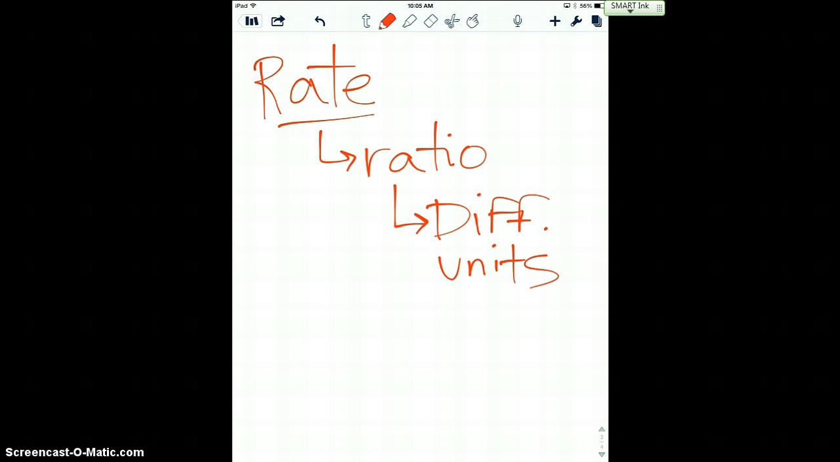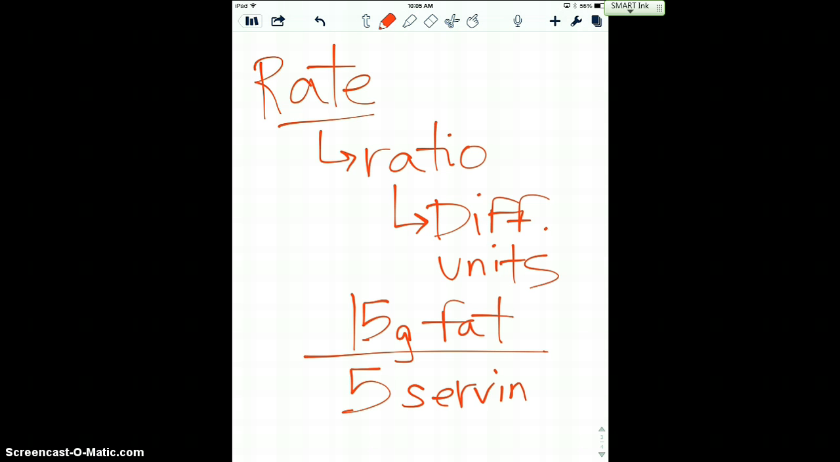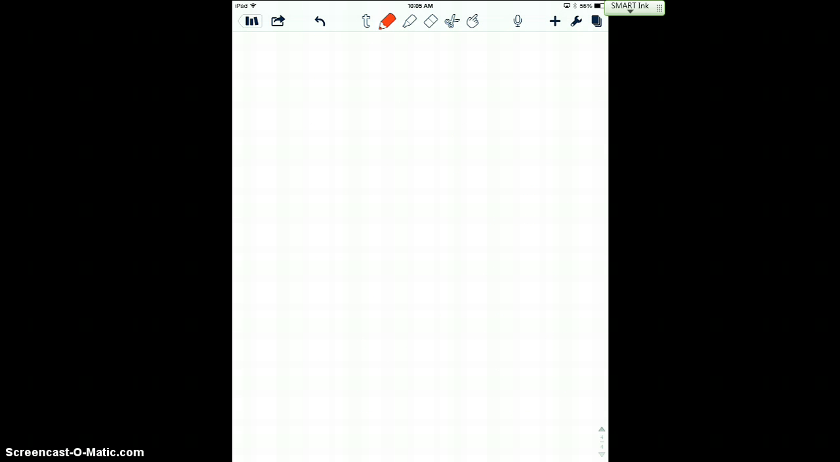So for example, let's say you eat a certain food item and it has 15 grams of fat per 5 servings. It has 15 grams of fat in 5 servings. So this is a rate because this is grams of fat and this is servings. These are different. Okay?